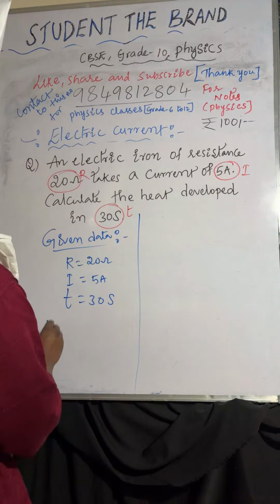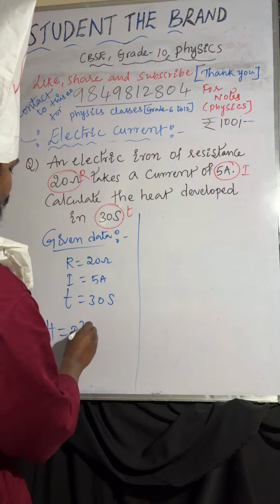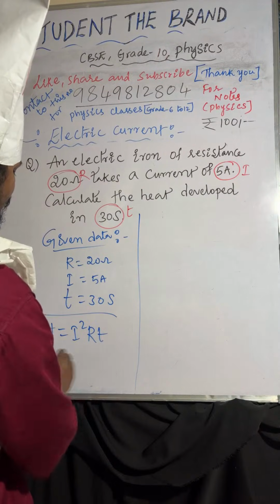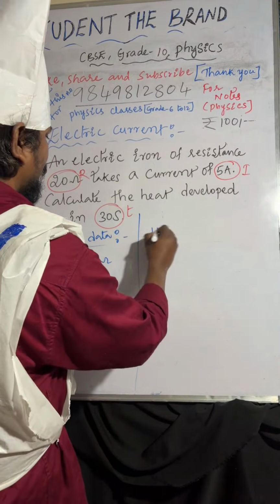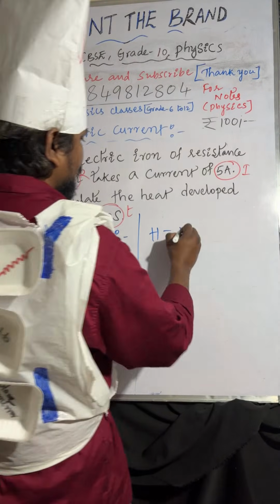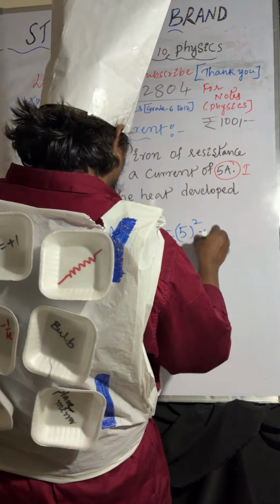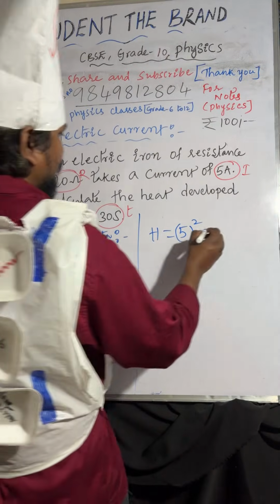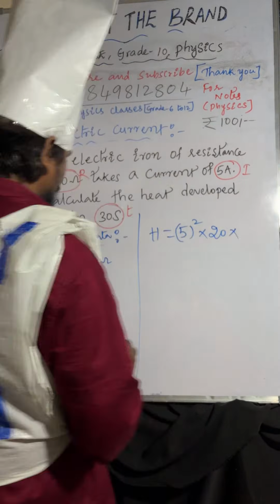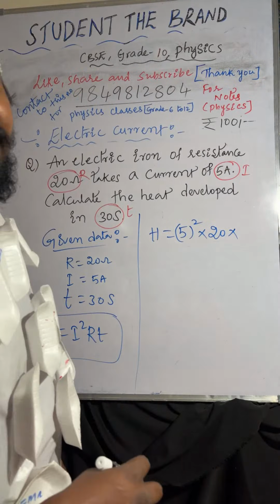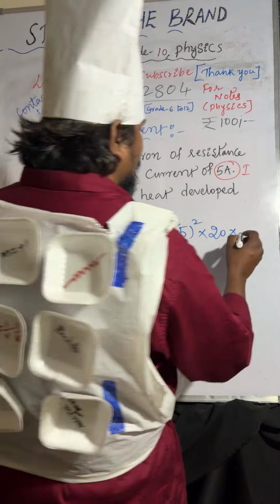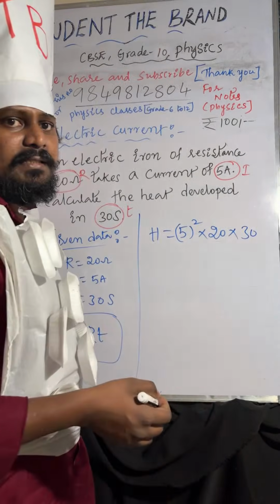Now we know the formula: H equal to I square RT. This is the formula, right? Then H equal to I how much? 5 whole square, into R equal to how much? 20, into T equal to how much? 30. So what is the answer?